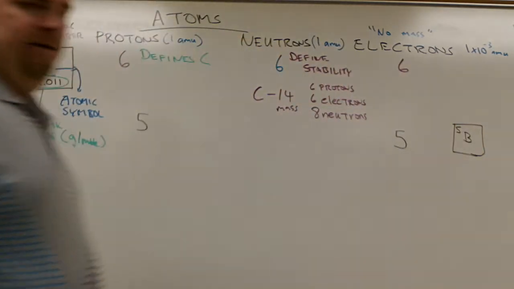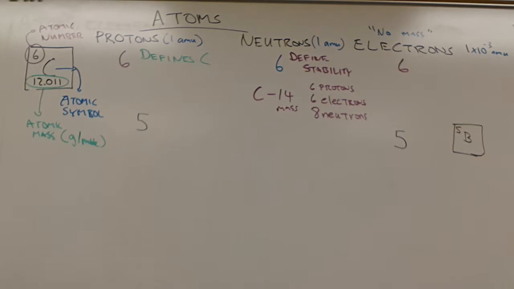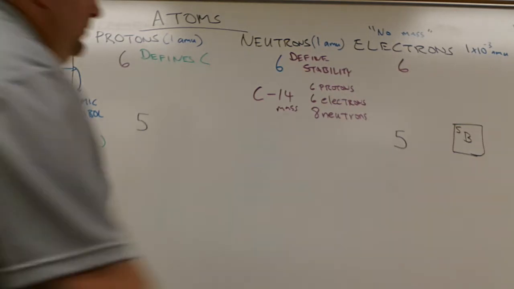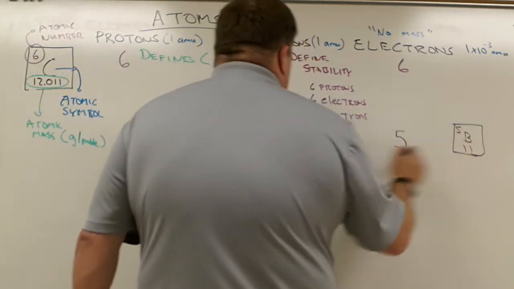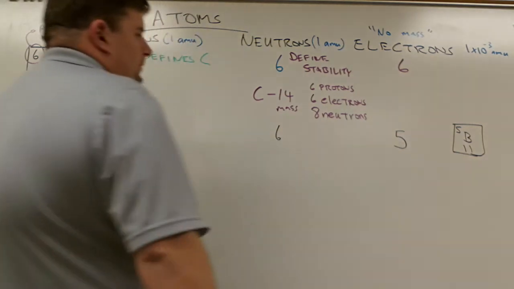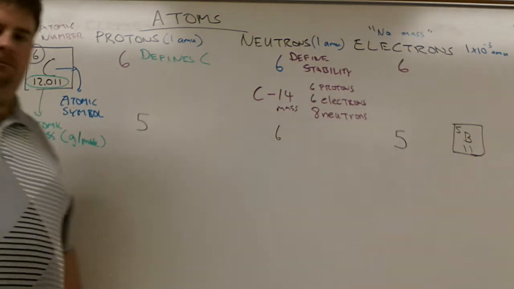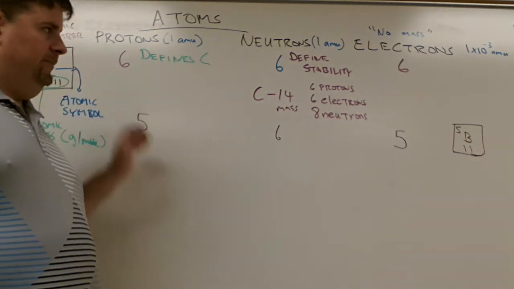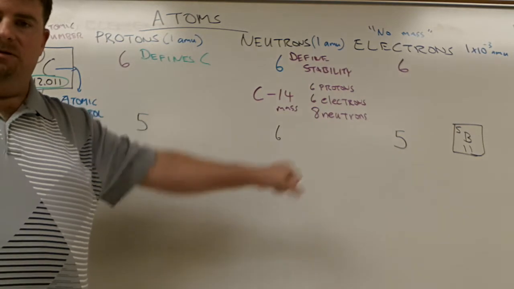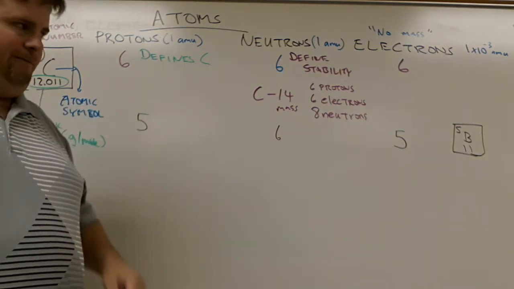Right? And the mass of boron normally is about 11, rounding up. So I'm going to put 6 neutrons there. Okay? Could I have used a different number of neutrons there? Yeah, I could have. Okay? Because all I gave you was the electrons. So you have a little bit of play there.